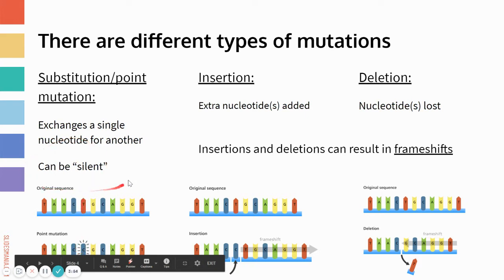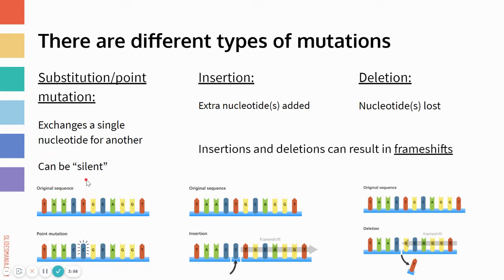These mutations, since they're so small, can actually be silent. We'll talk more on the next slide about what that means. But basically, some of these point mutations don't actually have any effect. It's like there's a mutation there, but it doesn't actually make any difference. And we'll talk about why that can be in a second.